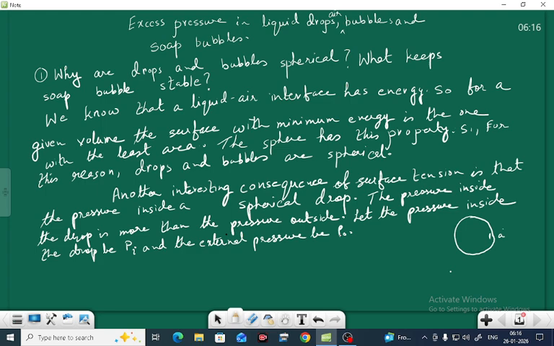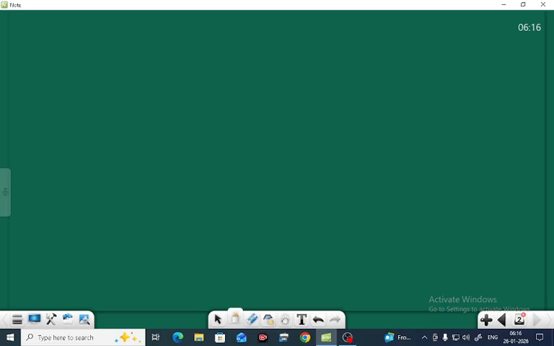Now, suppose this is a spherical liquid drop. Inside there is liquid, so we get a liquid-air interface. This is liquid, this is air. Here the internal pressure is Pi and the external pressure is Po. What we find is that the internal pressure is always greater than the external pressure. So we'll find how much greater the internal pressure is.